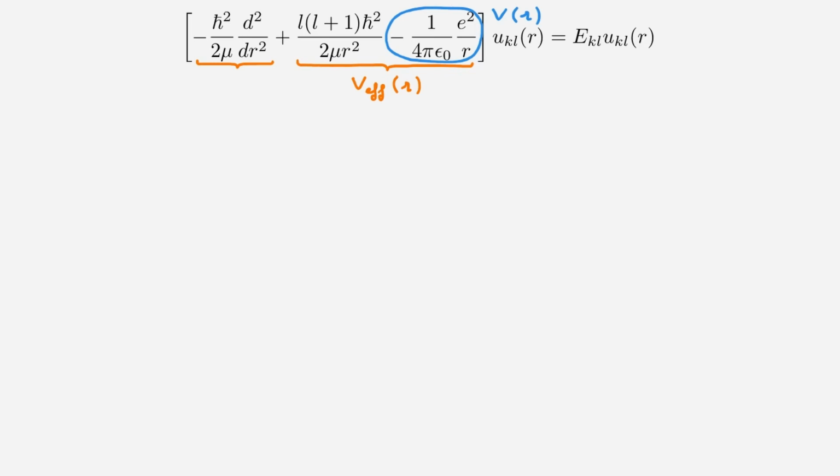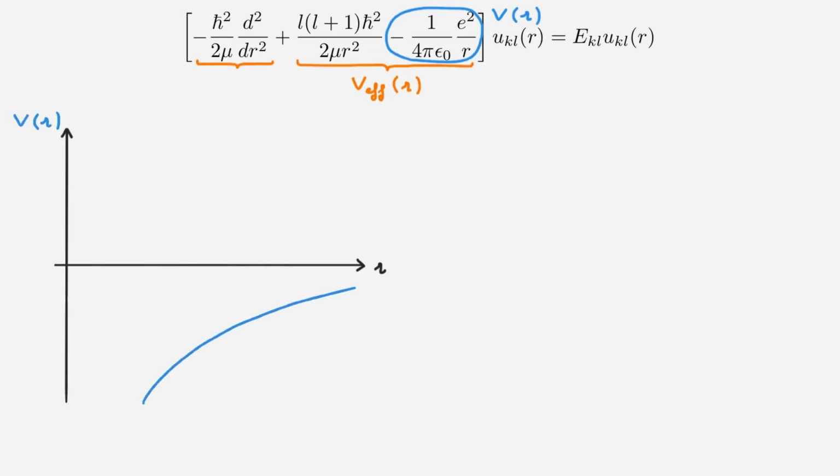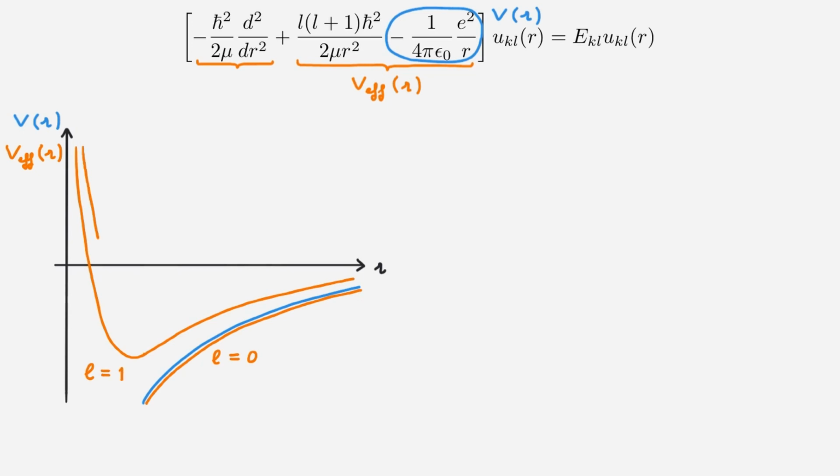One of the convenient features we gain by treating this as a 1D problem is that we can easily visualize it on a pair of axes. We have the coordinate r along the horizontal axis and the potential along the vertical axis, yielding this diagram. We can then plot the effective potential for the different values of l, trivially getting the original potential when l equals 0, this effective potential when l equals 1, this one for l equals 2, and we would get similar shapes for the effective potential for all other values of l.